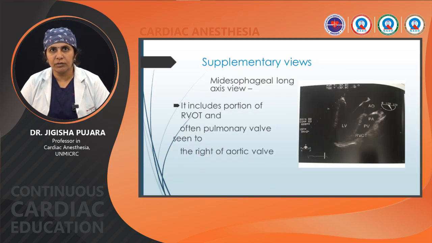Supplementary views are the mid-esophageal long axis view. It includes a portion of the RVOT and often the pulmonary valve, seen to the right of the aortic valve. Here you can see the same in the echo image.